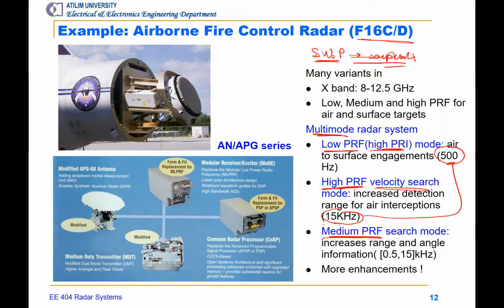And there is also medium PRF, search mode. It increases range and angle information. It's somewhere between 0.5 to 15 kilohertz. Of course, there has been some enhancement on the system. Simply, depending on the requirement, your mission, you may use low PRF, high PRF, or medium PRF. We couldn't comment on which one is better. There is nothing better here. It's about requirement.